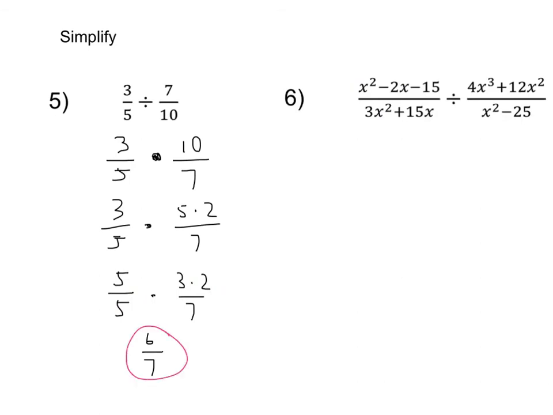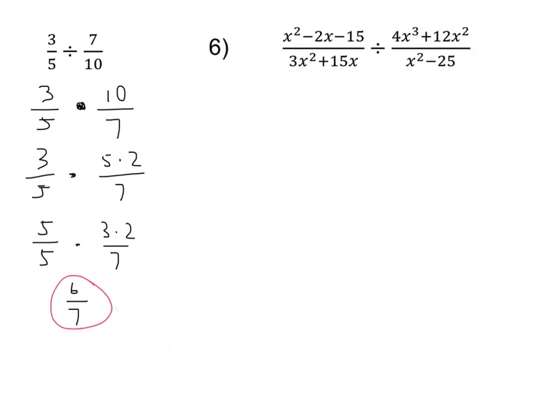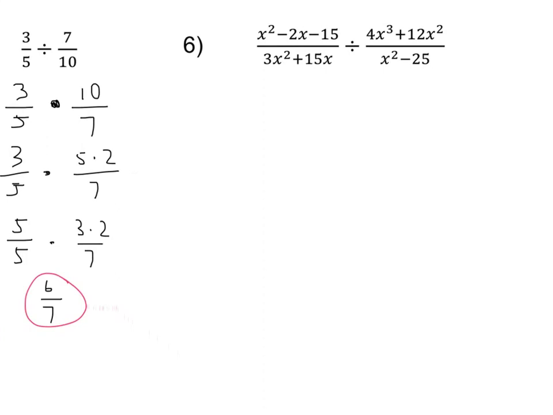All right, so now we're going to take a look at number 6, a little bit more complicated, but really it's just the same idea. So let's do the first part together. When we divide fractions, it would be the same as if it were written this way, multiplying by x squared minus 25 over 4x cubed plus 12x squared.